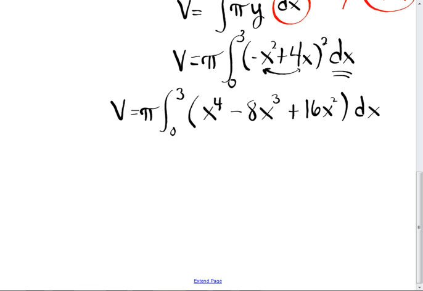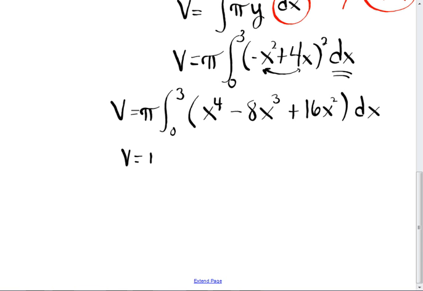Because I can go into the setup with the next one. Do you know how to integrate that? Because I can't integrate it as written. I can't just make it this thing to the 3rd over 3 because I don't have the derivative of that. Now you can integrate it. Sure. Awesome.